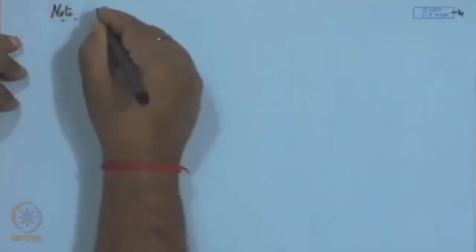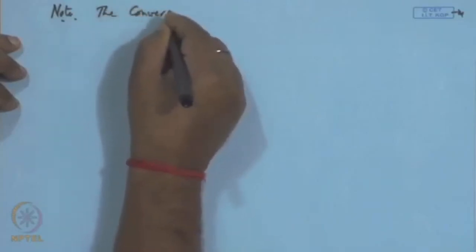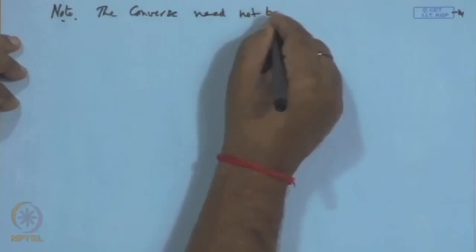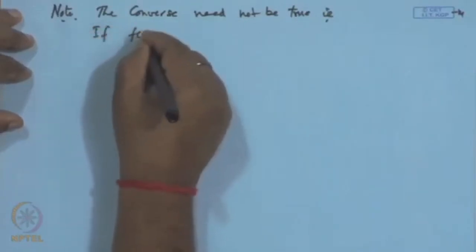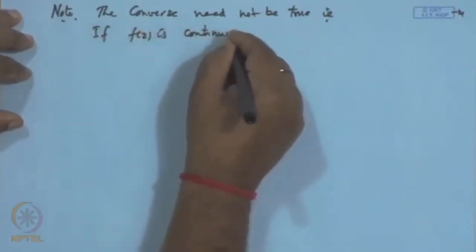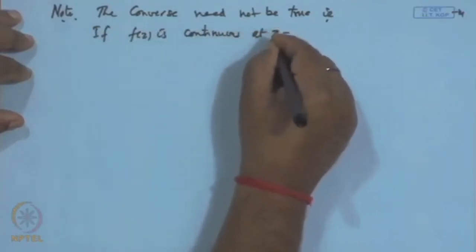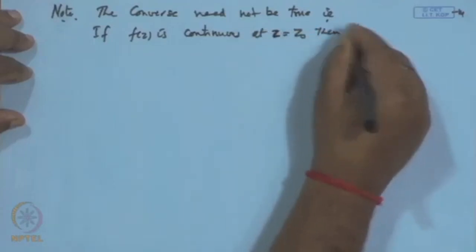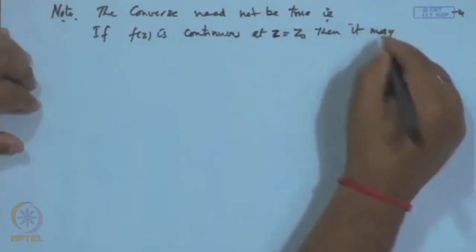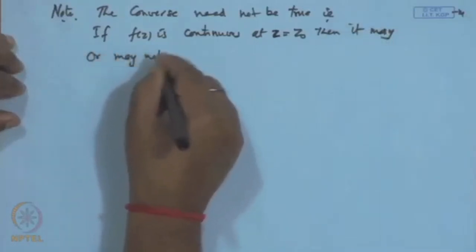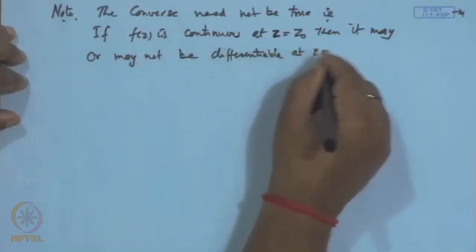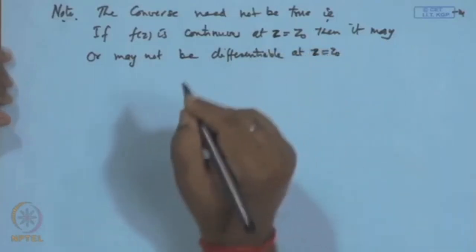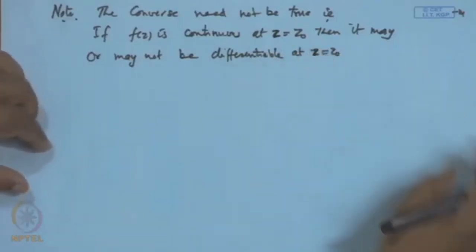But the converse is not true. The converse need not be true. That is, if a function f(z) is continuous at a point z equal to z naught, then it may or may not be differentiable at z equal to z naught. That is, continuity does not always imply differentiability, but differentiability always implies continuity.